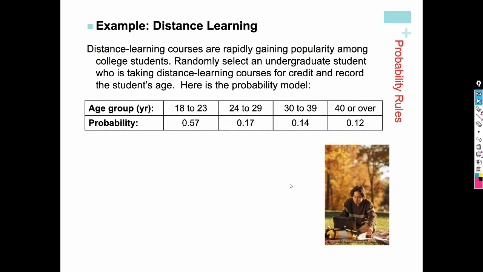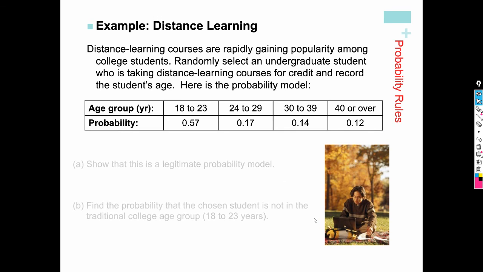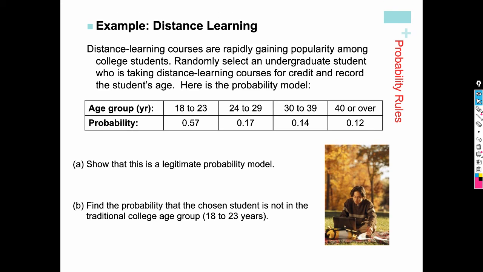So we're going to look at a couple of examples here. First example. Our first example here is that we have a probability model. So we've got our age groups and then the probability that they're in that age group. The first question we have is: is this a legitimate probability model? Well, the main rules that we have to look at are the first two, which is that every probability should be between 0 and 1. Check. That's there.